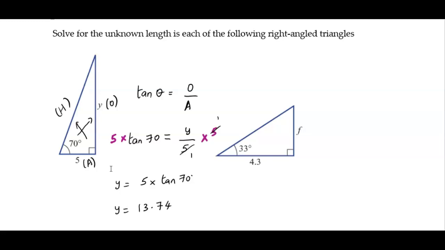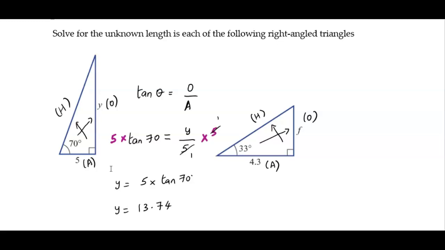Alrighty folks, let's have a look at the second example. We're going to start again by labeling the sides of this triangle. So that's going to be my hypotenuse. The angle given to me is 33 degrees, so the side opposite to that is the opposite side, and the side that's adjacent to 33 degrees is going to be the adjacent side.